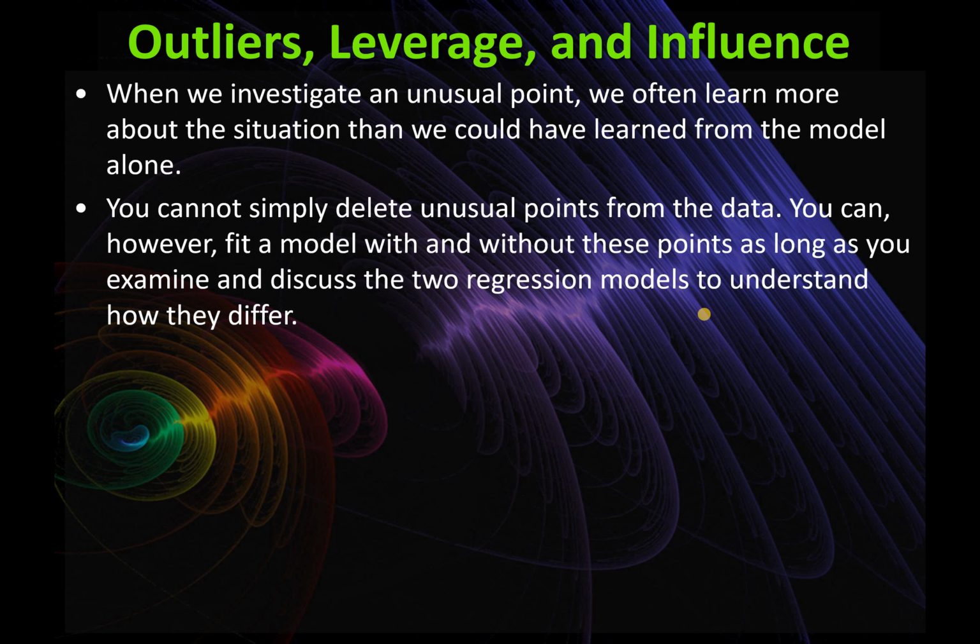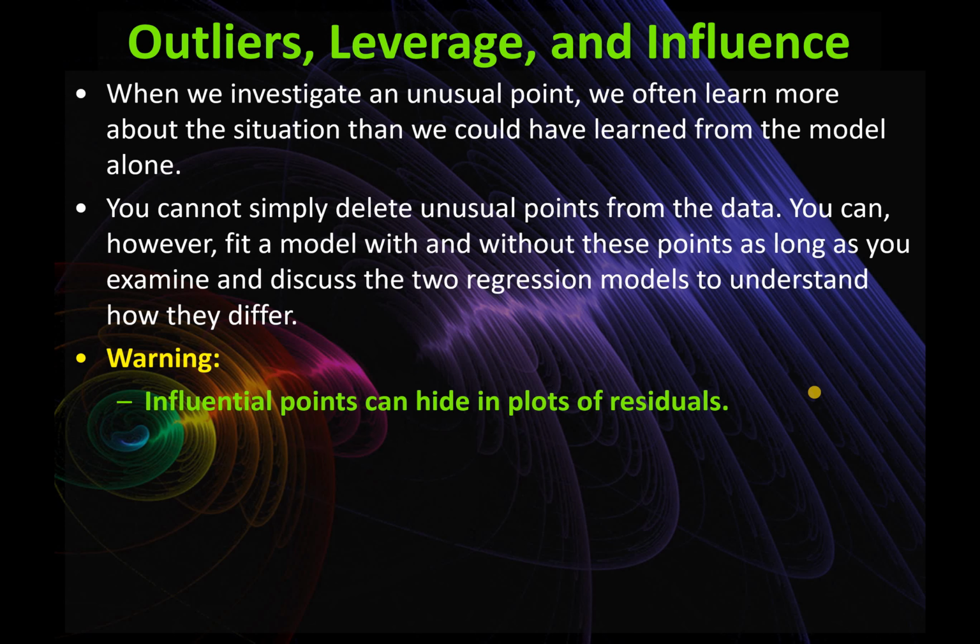What you should do if you see an unusual point is to perform your regression analysis twice, once with and once without the point, to try to see, okay, what is the difference? Is there a difference? And try to figure out how it relates to the context at hand. Be very, very careful. Influential points can hide in your residuals, which is why we look at the general scatter plot first.